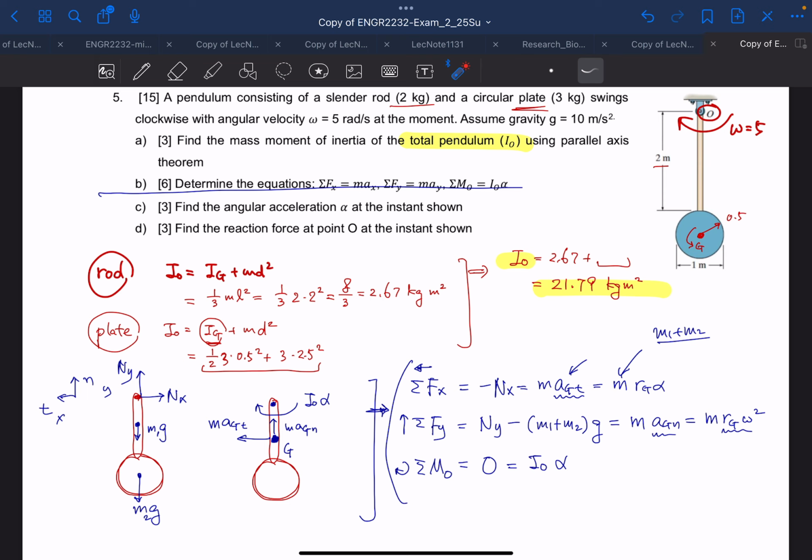Next, we would like to find the angular acceleration alpha at that instant shown here. What's going to be the value of alpha in this case? It's going to be 0. No matter what value we obtained up there, 0 is equal to IO alpha. So from this equation, we have alpha is 0.